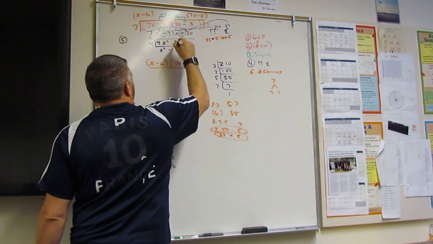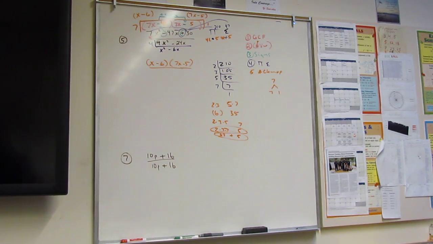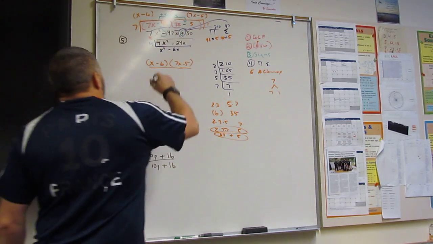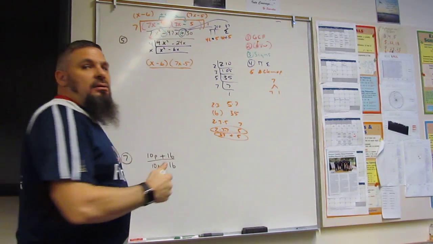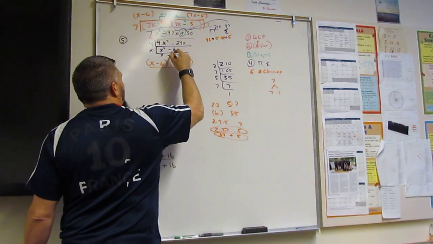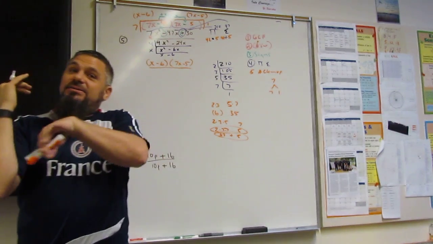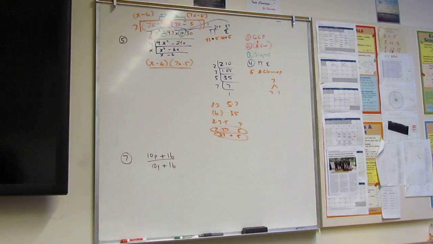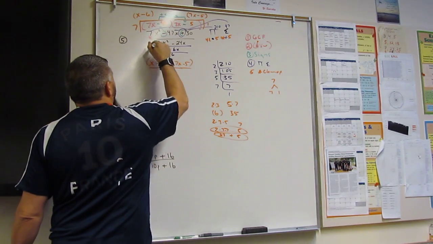X squared and 6x, right? What goes into x squared and x? X. Yeah. And it goes in there x times and 6 times, right? So this goes back to last week and the week before when we were working on that division part, when we were doing division, synthetic division. This is going to help us out.